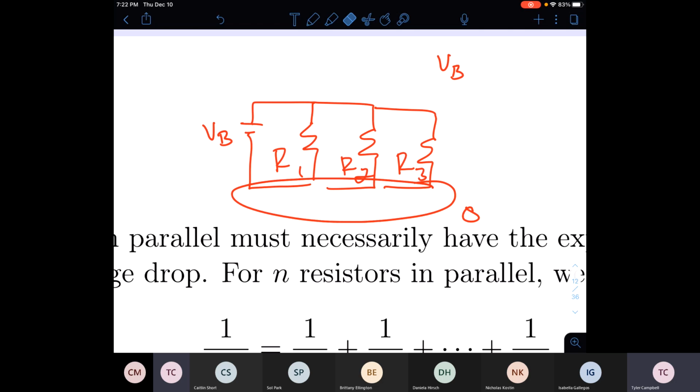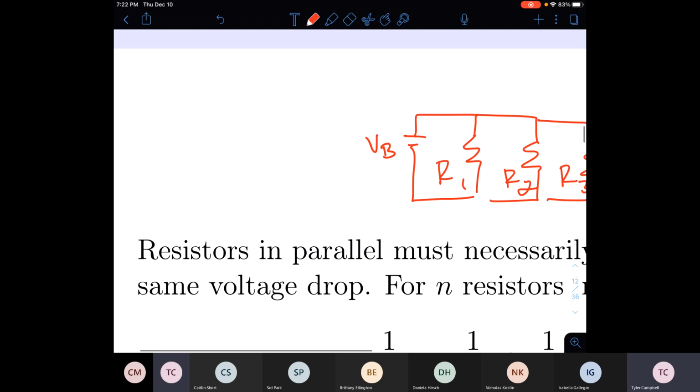And then the way we would add those up to find the total resistance of our circuit would be that 1/ relationship, right? It would be 1/R1 plus 1/R2 plus 1/R3, and we take the inverse of that to find our total resistance.